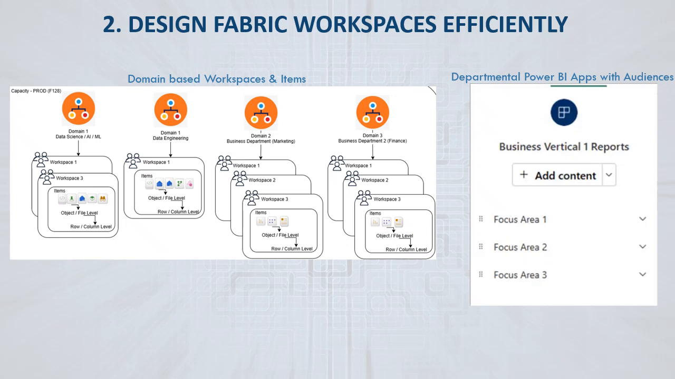Third, to deliver targeted content securely to different user groups, leverage Power BI apps with audience targeting. Since each workspace supports only one Power BI app, this limitation must be factored into your workspace design to optimize content distribution and access management. Finally, standardize workspace naming conventions, access controls, and governance practices. This standardization is crucial for scaling your deployment, maintaining clarity across teams, and enforcing consistent security and compliance policies.